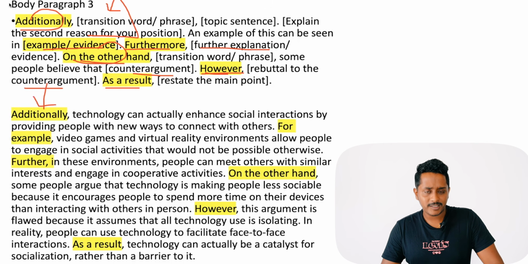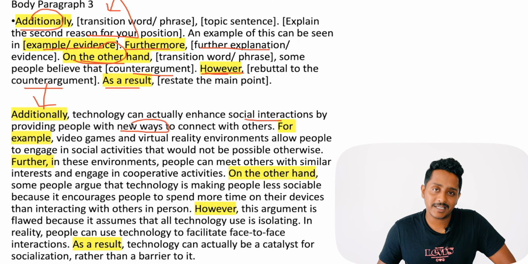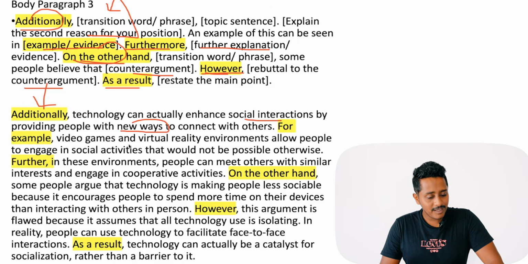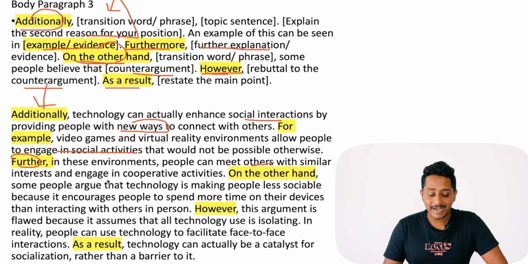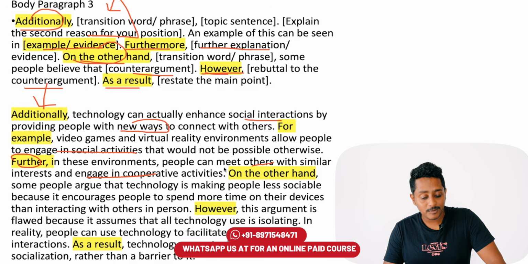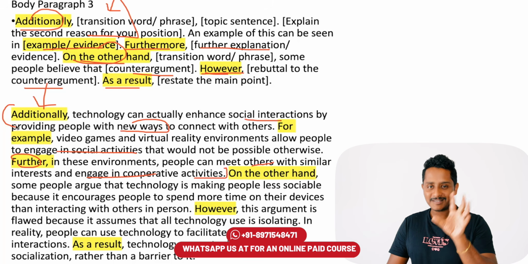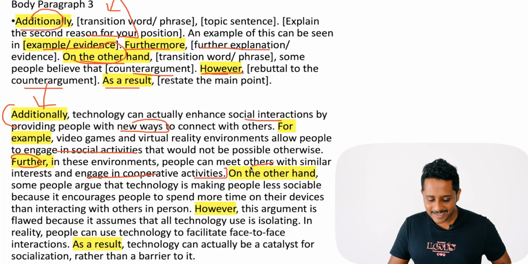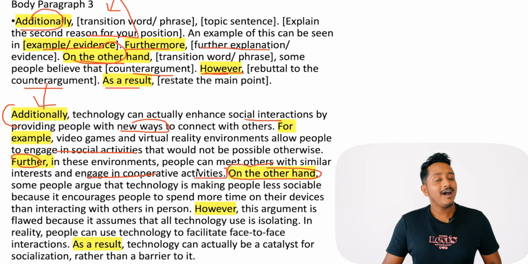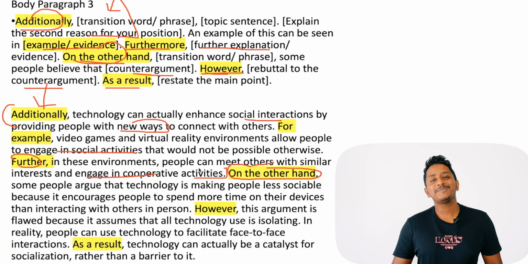Additionally, technology can actually enhance social interactions by providing people with new ways to connect with others. That is our new idea. For example, video games and virtual reality environments allow people to engage in social activities that would not be possible otherwise. Further, or you can say moreover, in these environments, people can meet others with similar interests and engage in cooperative activities. Now, this is similar to what we used before, but after this, the template intelligently allows you to add on the other hand. Otherwise, I am telling you, your score will be stuck at 6.5.